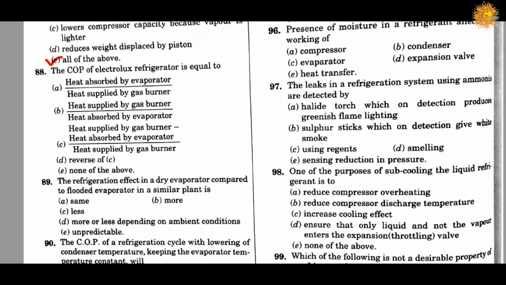Question 88. The COP of Electrolux refrigerator is equal to: option A, heat absorbed by evaporator divided by heat supplied by gas burner. Option B, heat supplied by gas burner divided by heat absorbed by evaporator. Option C is heat absorbed by evaporator divided by heat supplied by gas burner. Option D is reverse of C. Option E is none of the above. So the correct answer is A, because COP of Electrolux refrigerator is equal to heat absorbed by evaporator divided by heat supplied by the gas burner.